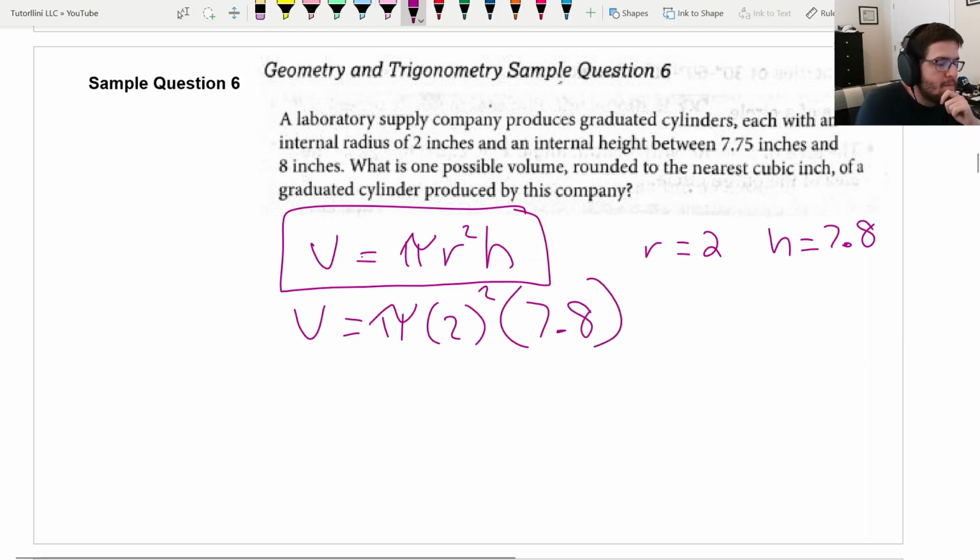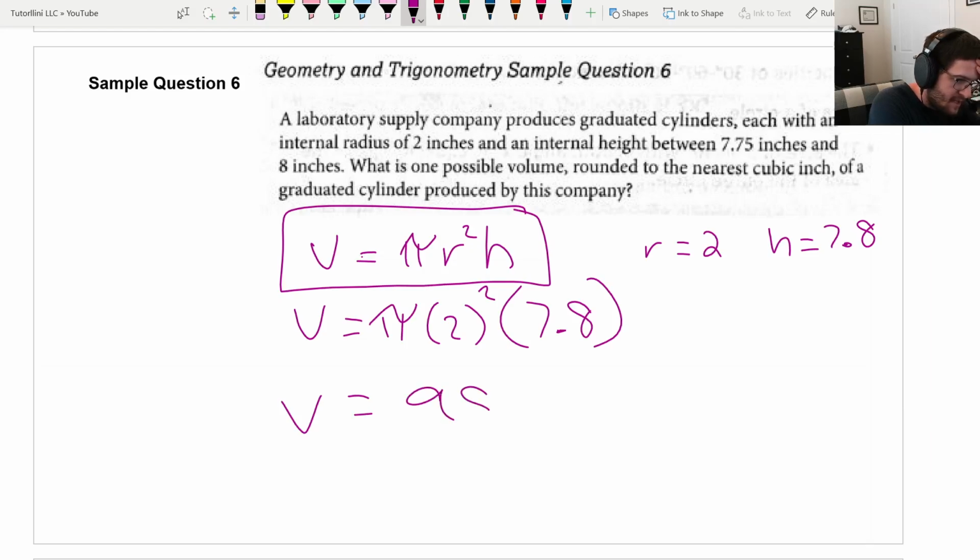And now we just put that in a calculator. Okay, that's it. Okay, so there's no pi in the question, so it wants to know literally what it is, not what's in front of the pi. And it says rounded to the nearest cubic inch. So I'm getting like 98.017. So to the nearest whole number, that's 98.